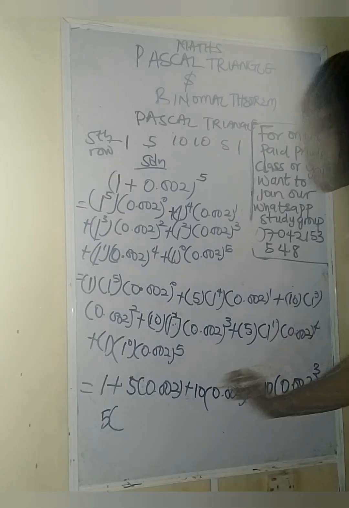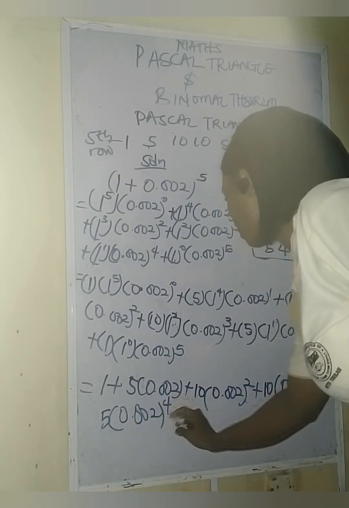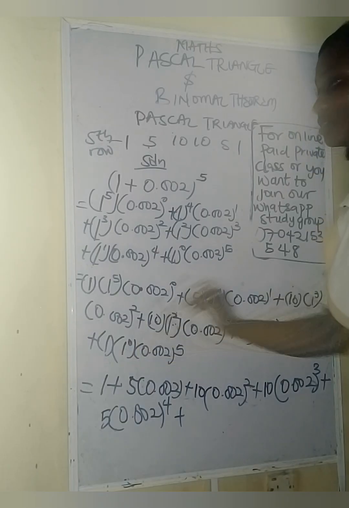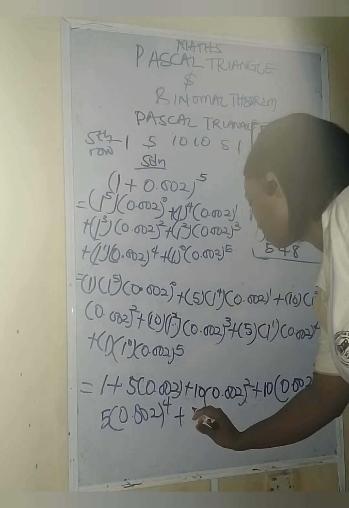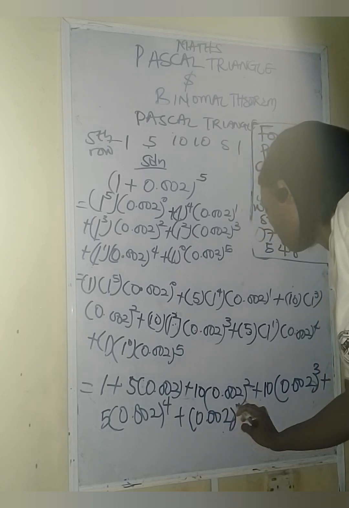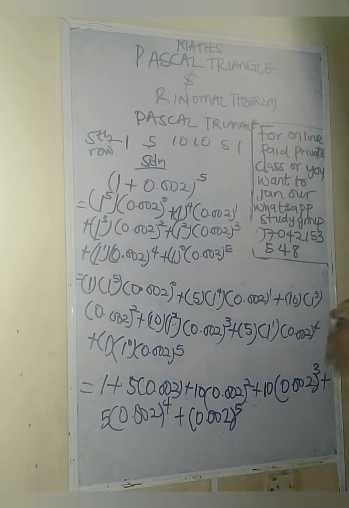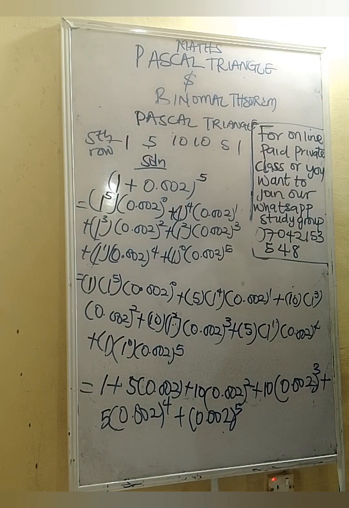So this is what? 0.002 raised to power 4 plus 1 raised to power 0 is 1. So 1 times 1 is 1. So multiply it by this. That is what? 0.002 raised to power 5. So now they said to what? To 6 decimal places in the question. They say you should round it up to 6 decimal places. So that is what we are about to do now.